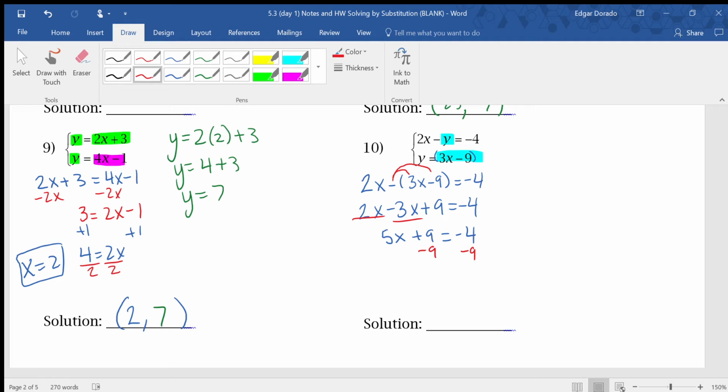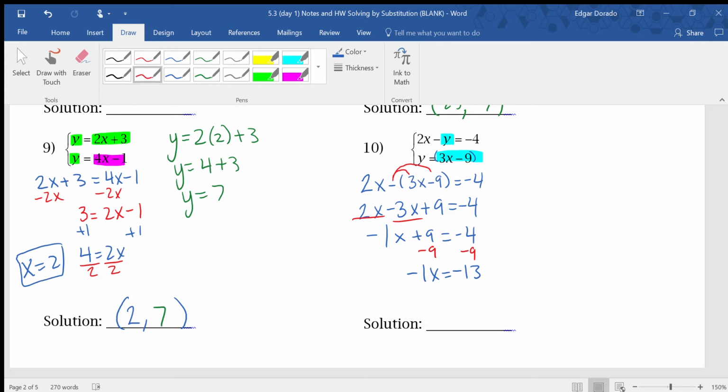Whoops. Sorry about that. I made a quick mistake here. This is not supposed to be a 5x. This is supposed to be a negative 1x. 2x minus, whoops, let me use a different color. Sorry about that, guys. Made a little bit of a boo-boo here. Okay, so 2 minus 3, that's a negative 1, not 2 plus 3. I accidentally thought it was 2 plus 3. Okay, so then this right here becomes negative 1x equals negative 13.